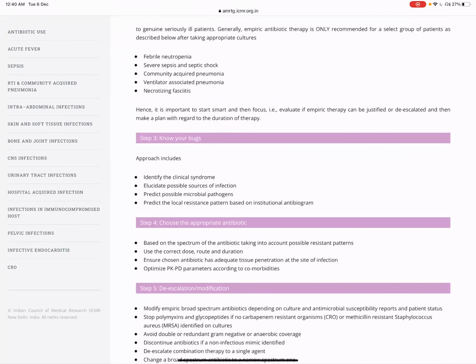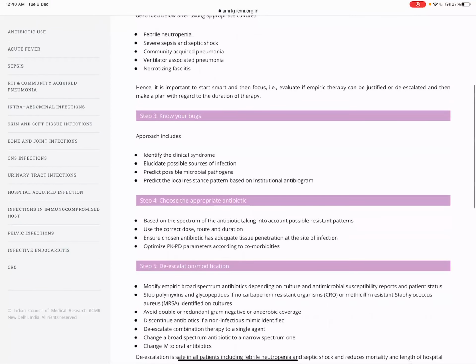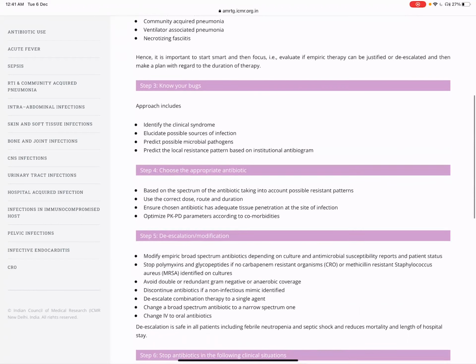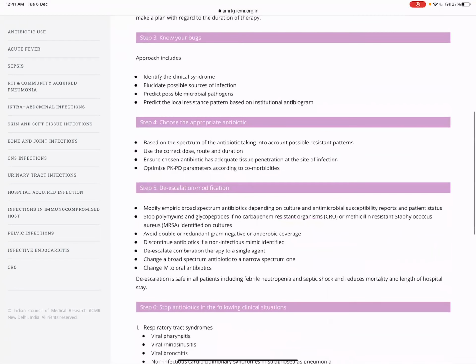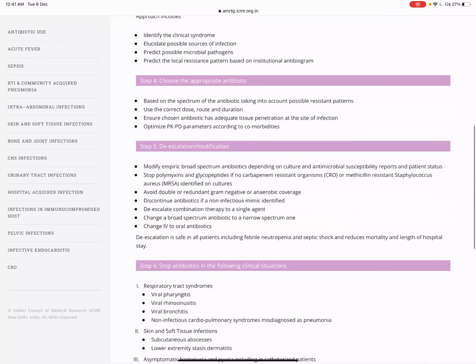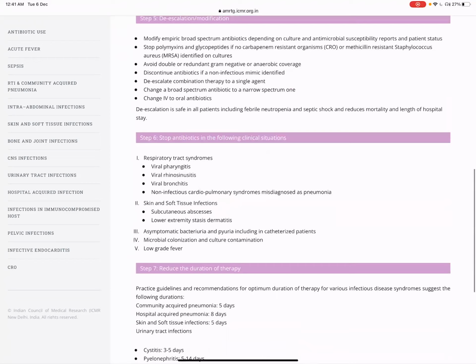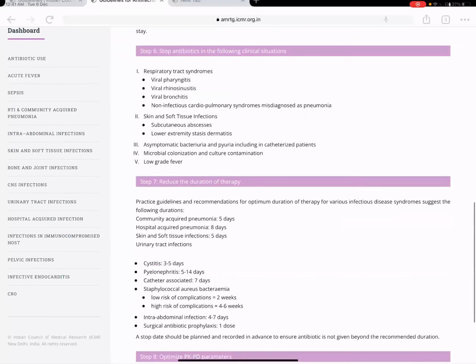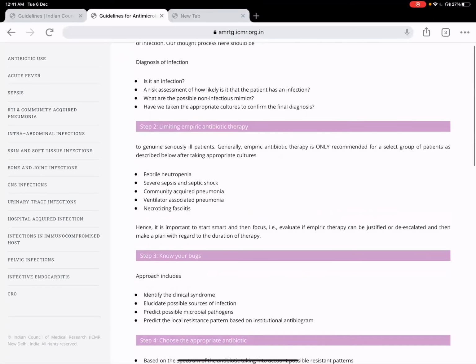Whenever you have to start an antibiotic, classify the infection syndrome. This is what I was telling you. Identify the clinical syndrome, try to identify the possible source of infection, predict the possible microbial pathogens, know the resistance pattern and write them. Then choose the appropriate antibiotic, optimize the PK/PD parameters, and try to reduce the duration of therapy.